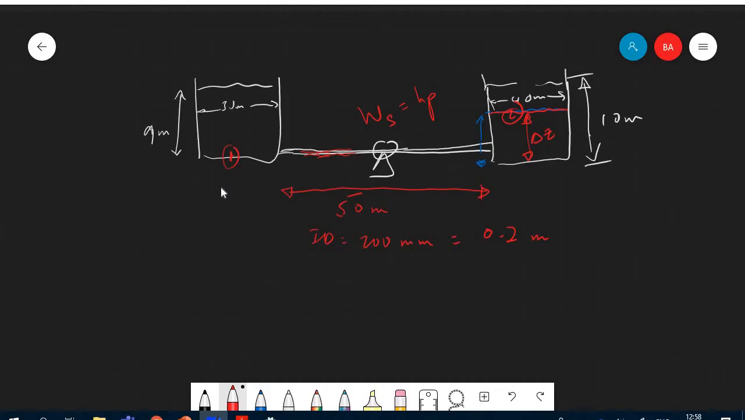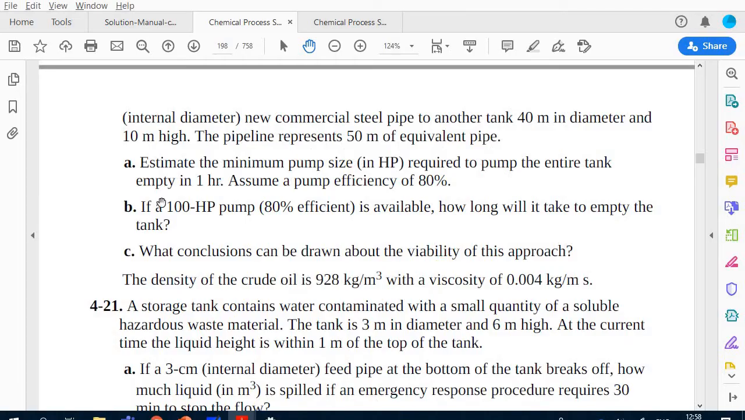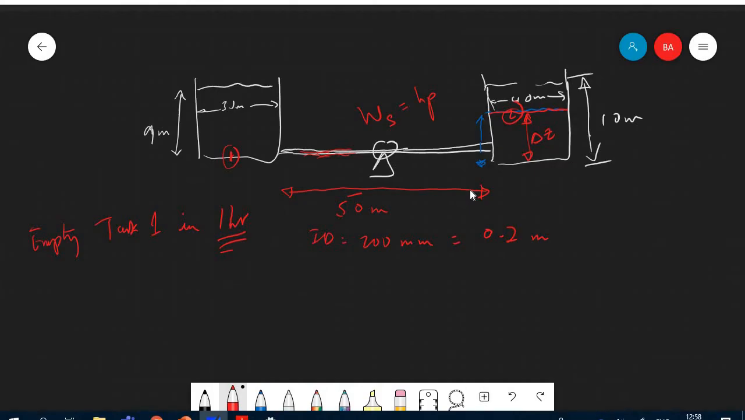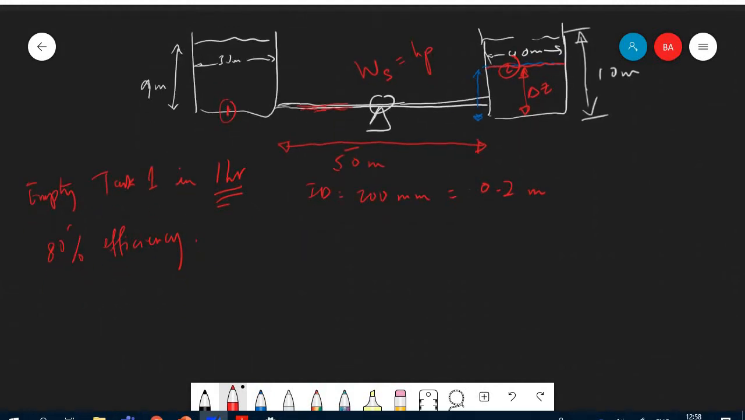Okay, so I want to empty this. I want to empty tank 1 in 1 hour. Okay, so what is the horsepower to empty in 1 hour, assuming a pump efficiency of 80%? So that is good for a pump efficiency. I'm talking about the good pump here, so we need to consider that it's operating at 80% efficiency, because if it's an old pump, then you need a stronger pump, a higher horsepower, depending on how much you want to achieve.